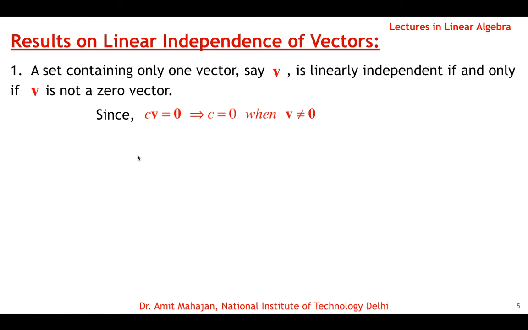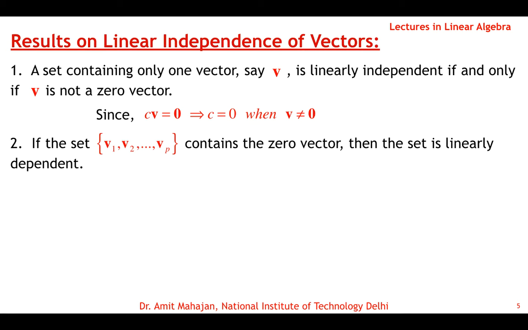Second, if the set of vectors v1, v2, ..., vp contains the zero vector, then the set is a linearly dependent set. So if you have a set of vectors and one of the vectors is the zero vector, then the set is definitely a linearly dependent set. So for linearly independent sets, the zero vector should not be there in the set.